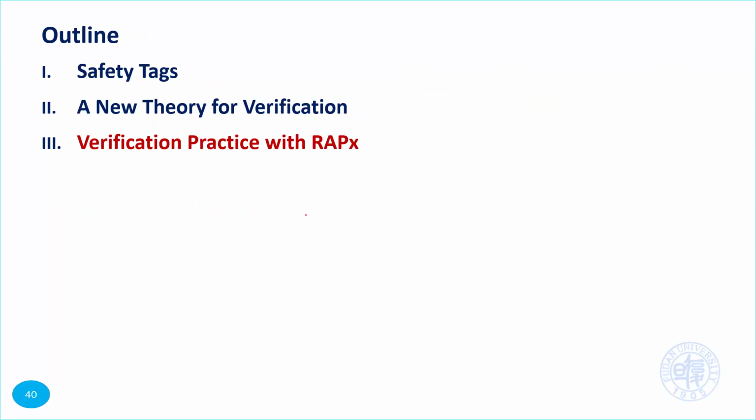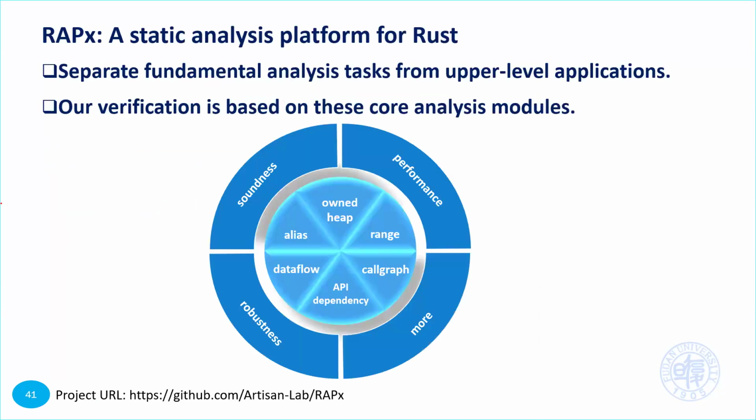Next, I will introduce our current practice of verification. The practice is based on our tool, RAPx. It's a static analysis platform for Rust. RAPx has two layers: a core layer composed of fundamental program analysis modules, such as alias analysis, range analysis, and data flow analysis. Based on these core modules, we have upper-level applications such as performance bug detection, robustness, and soundness verification. So our verification is also based on these core modules.